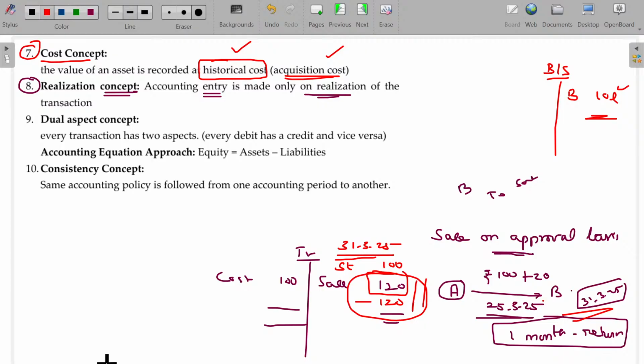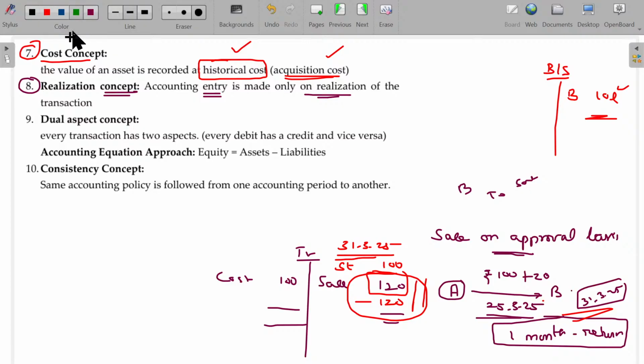We learned that along with the final accounts chapter, you can go and recollect that. So this is called the realization concept, because on 31st March this particular sale remains pending, not confirmed. On confirmation only, it will be a sale. Until then, it's not a sale.